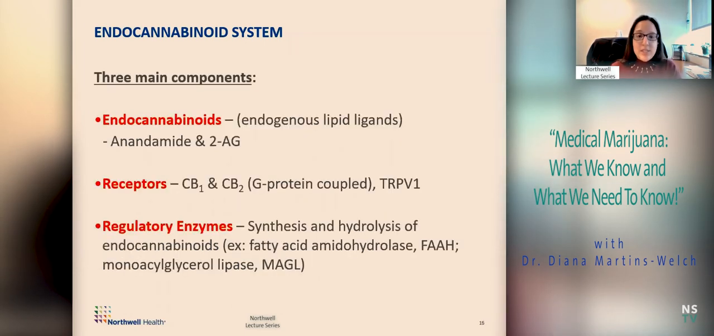So the endocannabinoid system in our bodies is made up of three main components. We have the endocannabinoids. These are termed anandamide and 2-AG. Ananda is actually Sanskrit for the word bliss, which is said to be what anandamide produces in our bodies, a state of bliss. There are receptors, CB1 and CB2 are the main ones. And there are regulatory enzymes. These enzymes help to make the endocannabinoids and then break them down.